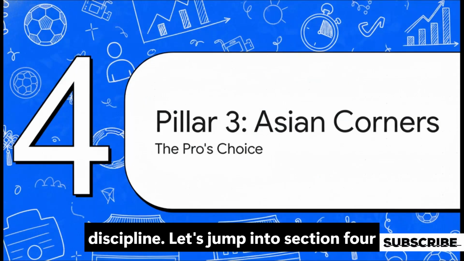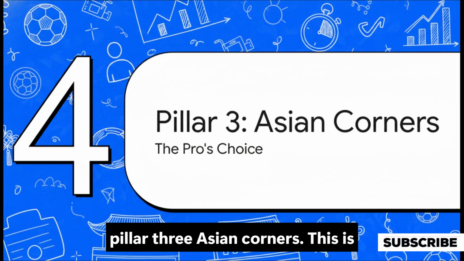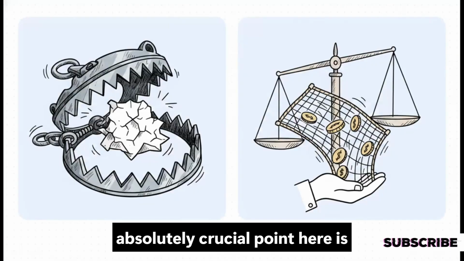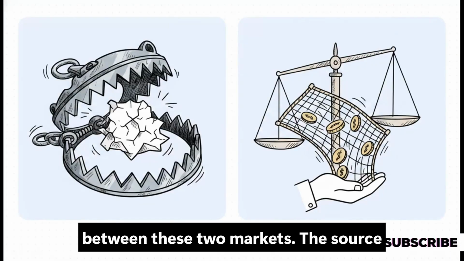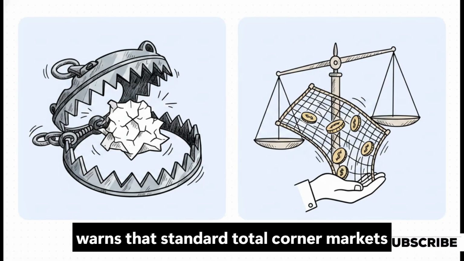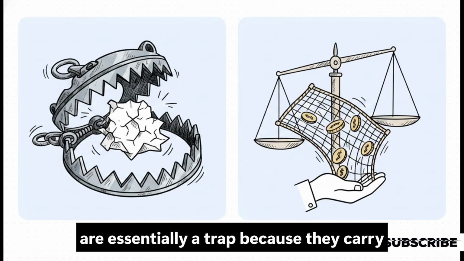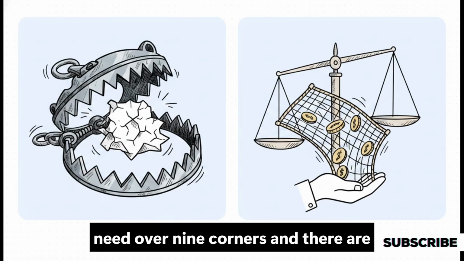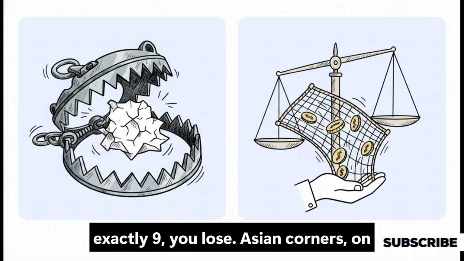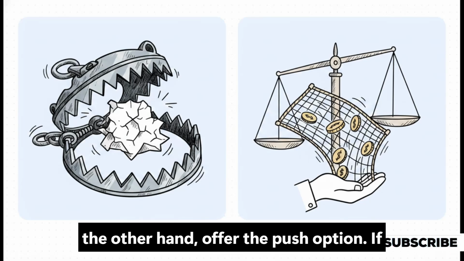Let's jump into Section 4, Pillar 3, Asian corners. This is definitely the pro's choice. The absolutely crucial point here is understanding the stark difference between these two markets. The source warns that standard total corner markets are essentially a trap because they carry exact number risk. Think about it. If you need over 9 corners and there are exactly 9, you lose. Asian corners, on the other hand, offer the push option.